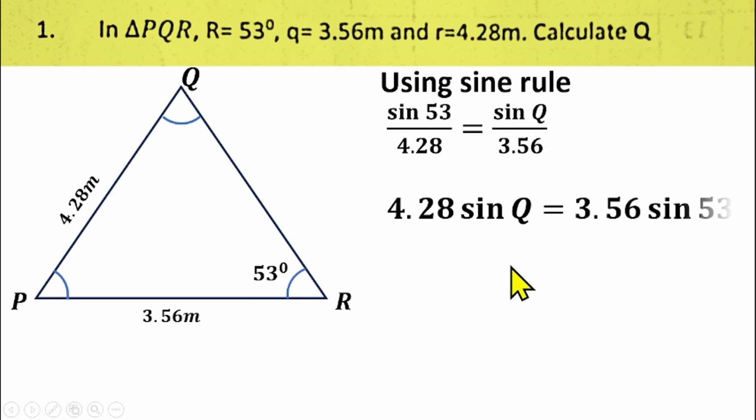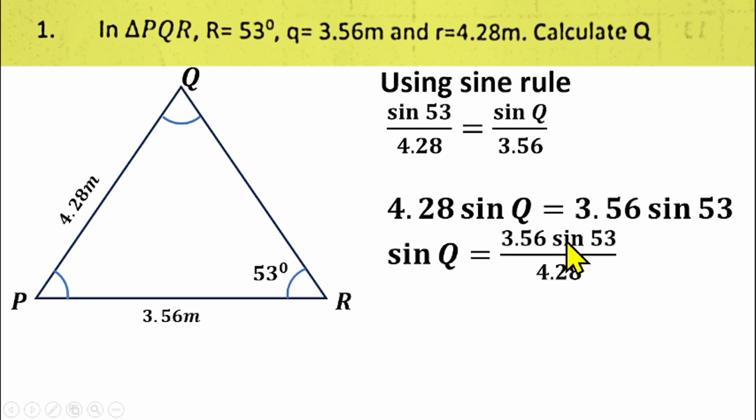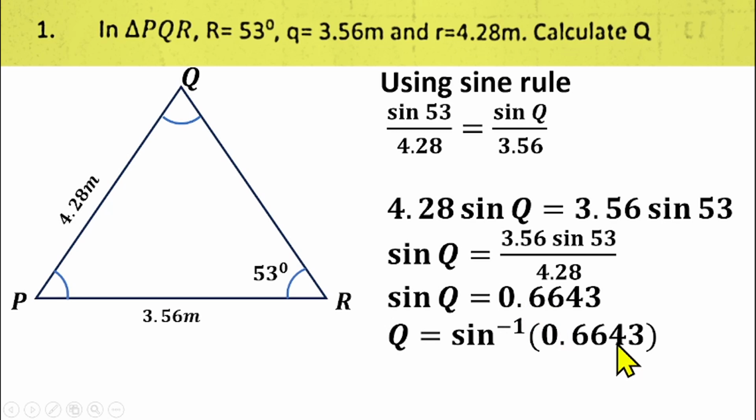If you cross multiply from there, we have 4.28 sine Q equals sine 53 multiplied by 3.56. You can divide both sides by 4.28 to get sine Q. If you simplify this, this times this divided by this gives us 0.6643. Our aim is to find Q, so you can find Q by finding the sine inverse of this. So Q is equal to sine inverse of 0.6643. Q will be equal to 41.63 degrees to 2 decimal places. So that's the value of angle Q for question number 1.